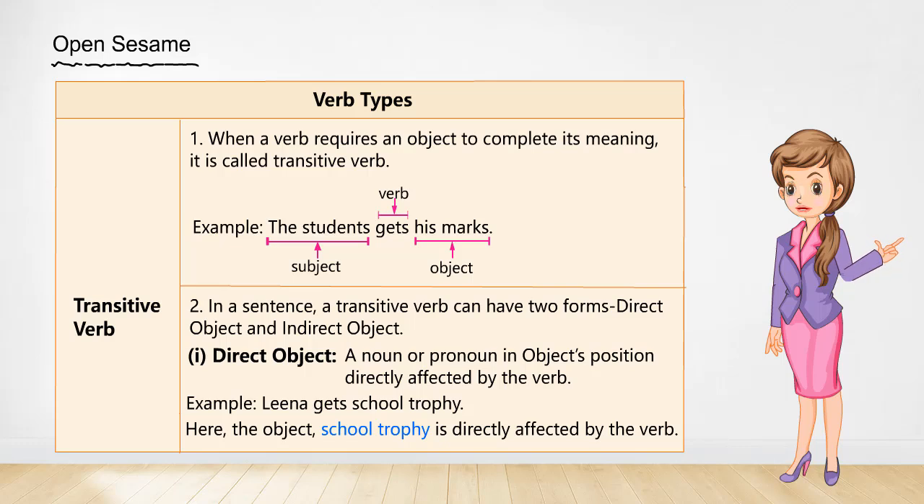1. Direct object: a noun or pronoun in the object's position directly affected by the verb. Example: Lena gets the school trophy. Here, the object, school trophy, is directly affected by the verb.